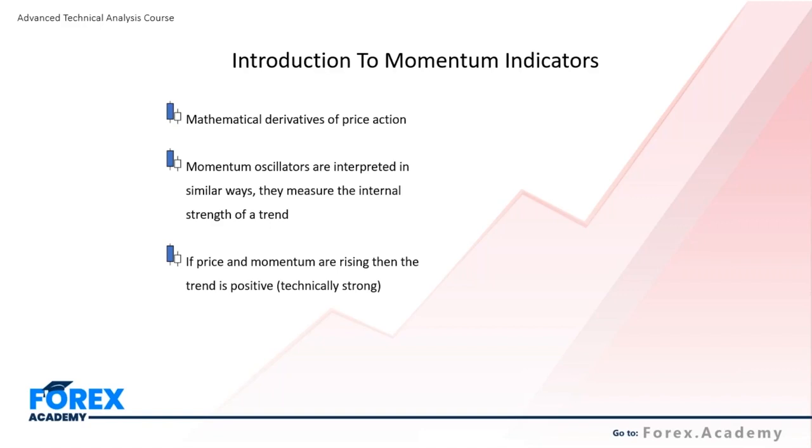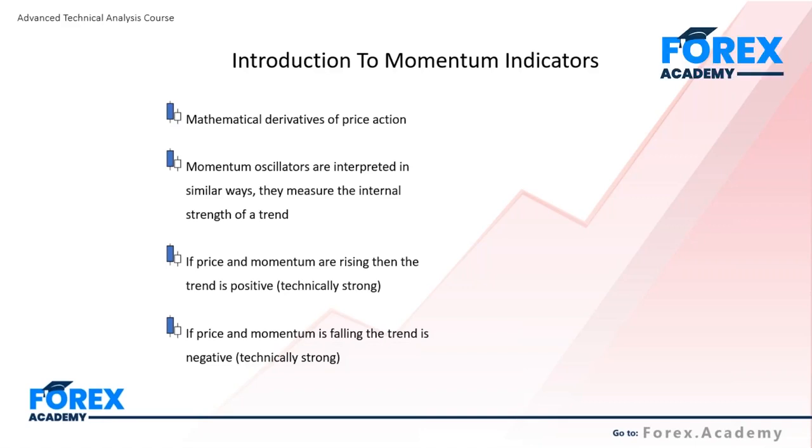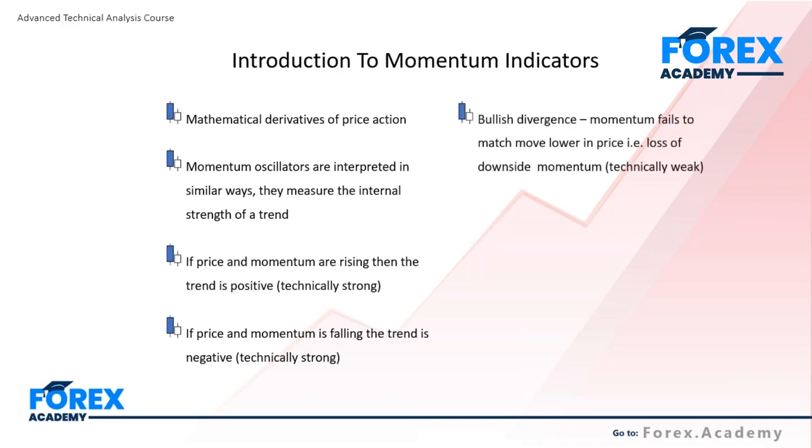Bullish divergence is a situation where momentum fails to match a move lower in price action. In other words, we do not see a move lower in price action as well as a move lower in the momentum oscillator. They are beginning to diverge in direction. This is an indication of a loss of downward momentum, or to put it another way, bearish momentum is waning, and this is seen as a technically weak condition.